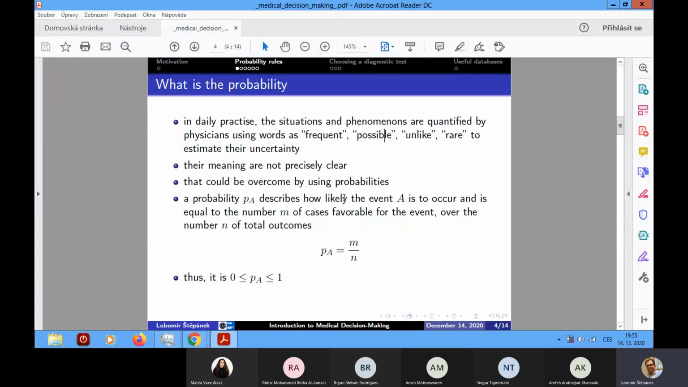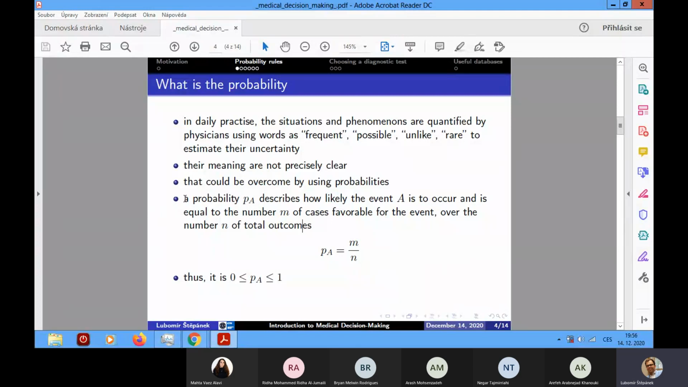But in general, let's suppose the event A, and the probability P(A) describes how likely the event A is to occur. This is like an integral kind of definition. The probability P(A) is simply equal to the number m of cases which are favorable for the event A over the number n of total outcomes. So it's simply this kind of fraction, a ratio of m to n.